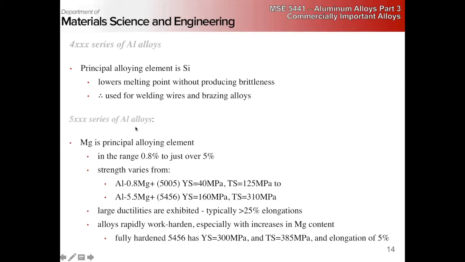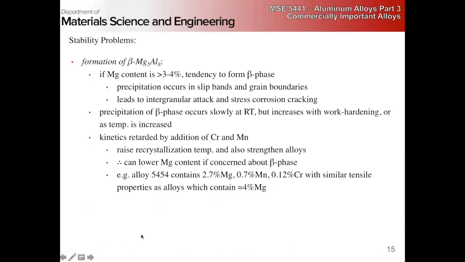5000 series aluminum alloys, right? So magnesium is the principal alloying element, slightly less than 1% to over 5%. Typically, you don't normally go that high because of the solvus temperature of the GP zones, right? Adding a lot more magnesium, we get a much higher strength, right? We can get large ductilities out of these systems. They rapidly, for aluminum, work harden with increase in the magnesium content. The problem is stability.